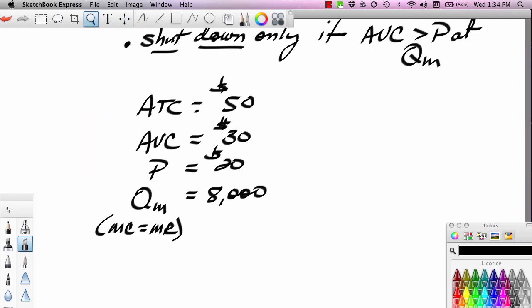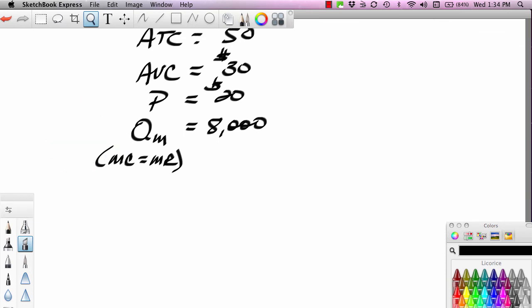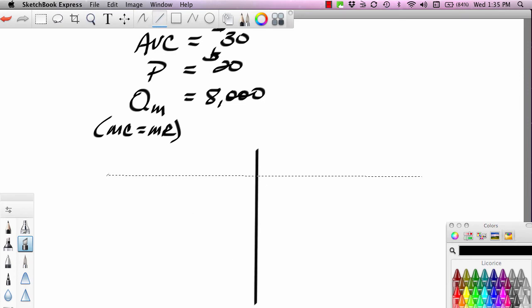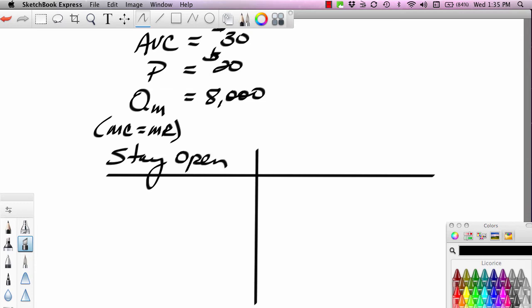Now, let's go ahead and run the numbers and evaluate whether this firm should stay open or shut down. So let me show you how to actually set this up. I'm going to set up a little T account here, and we'll do our calculations. The left side will be stay open, and the right side will be shut down. So we're going to do a little comparison. Now, if the firm stays open, what would be the calculation?